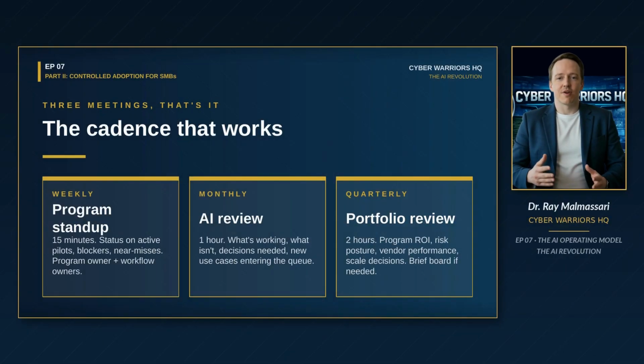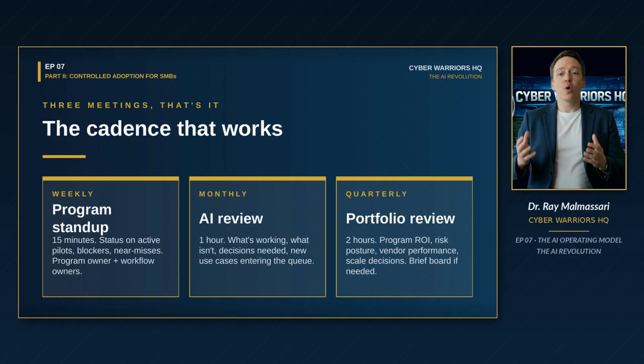Here's the meeting cadence I recommend for SMBs. 3 meetings, that is the entire calendar. Meeting 1, weekly 15-minute program stand-up. Program owner, workflow owners, and security/privacy reviewer if available. Status on active pilots, blockers, near misses. 15 minutes, never more. Meeting 2, monthly 1-hour AI review. Executive sponsor, program owner, workflow owners. What is working, what is not, decisions needed, new use cases entering the queue. This is where most of the substantive program decisions happen.